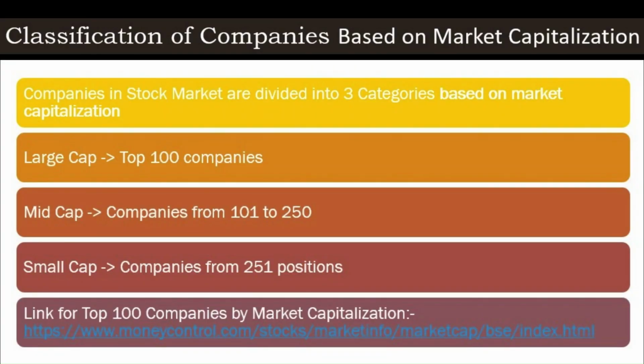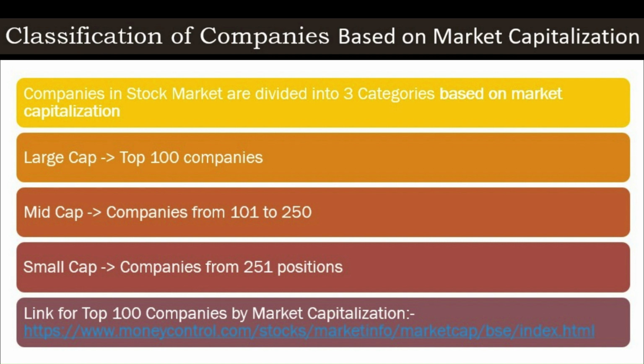Okay, let's continue. Next point. How companies are classified based on market capitalization. So first thing is, what is market capitalization? Market capitalization is, in short, the total value of the stocks of a company that are listed on the stock exchange. So we have three types of market capitalization. We have classified the stocks as large cap stocks, mid cap stocks, and small cap stocks.